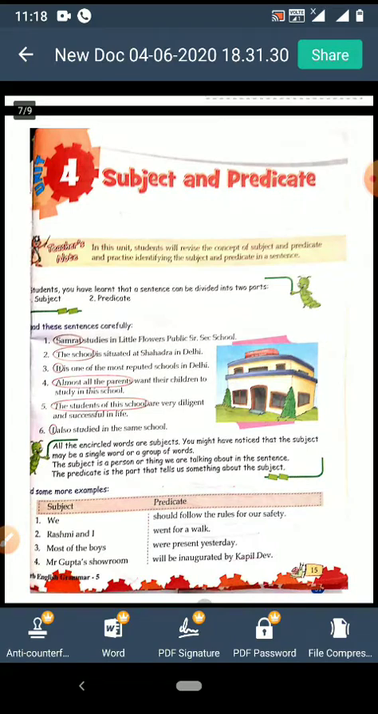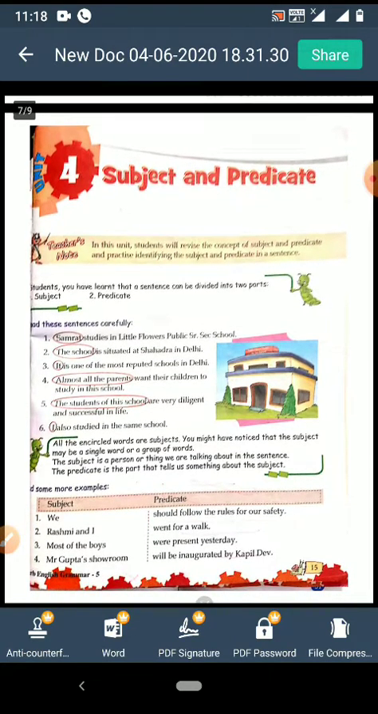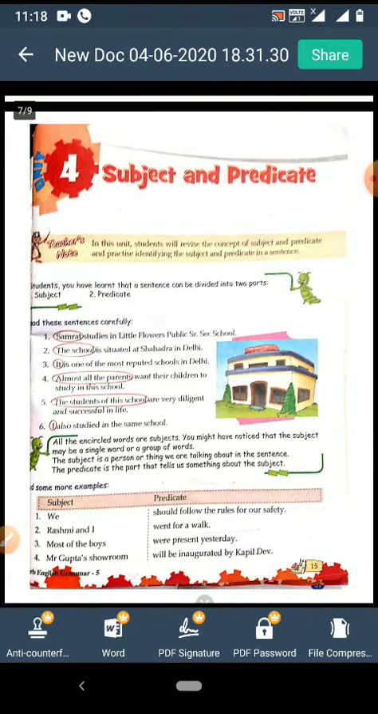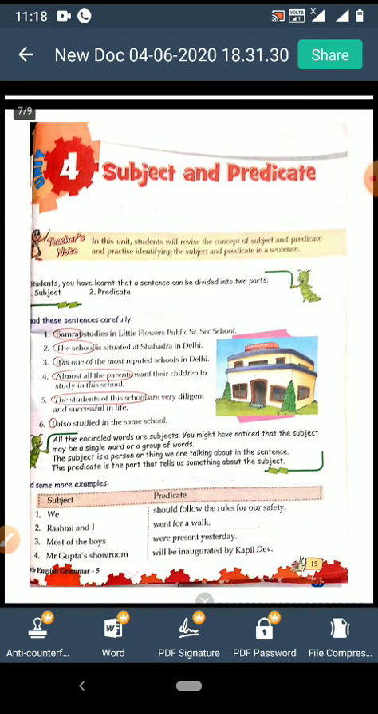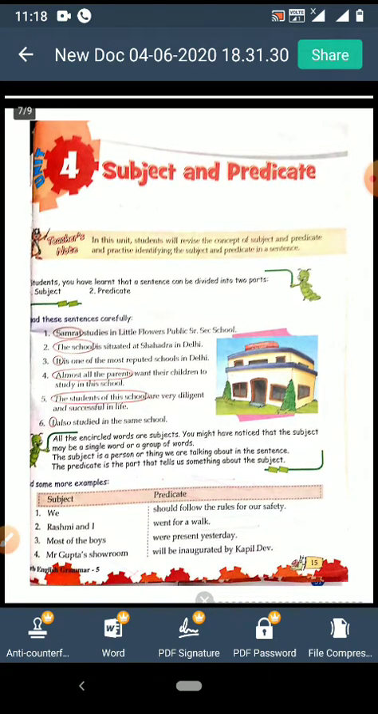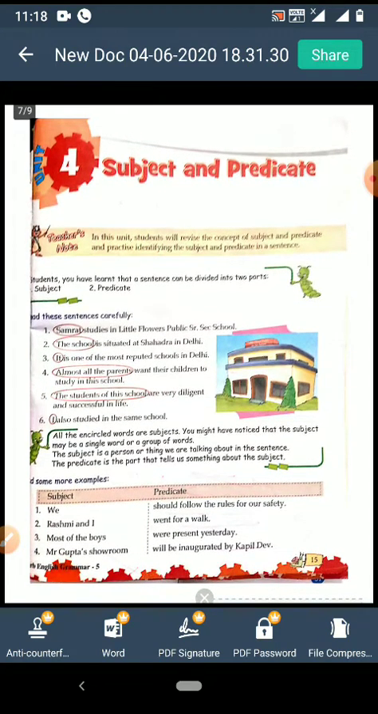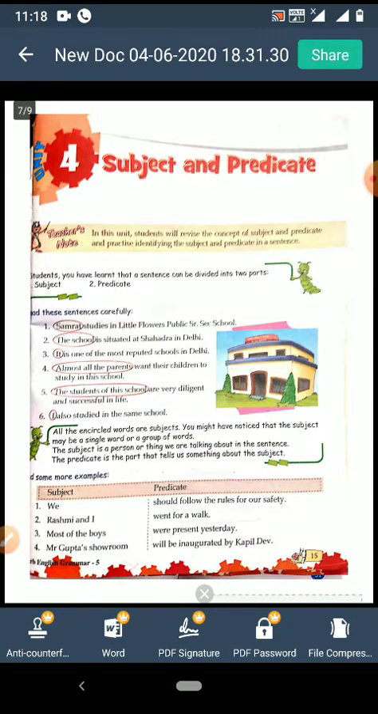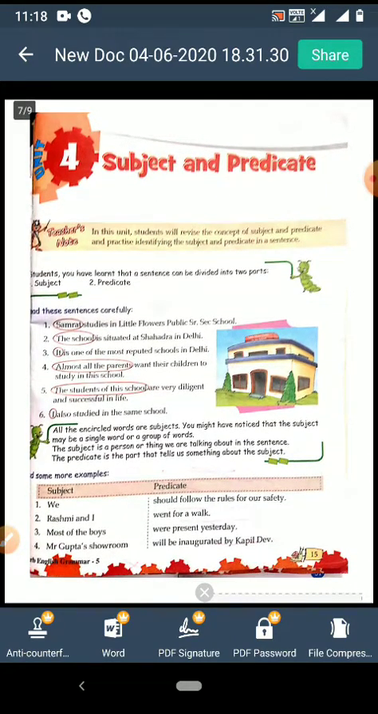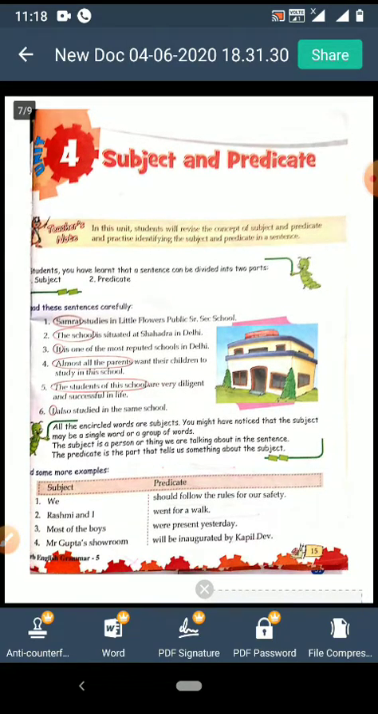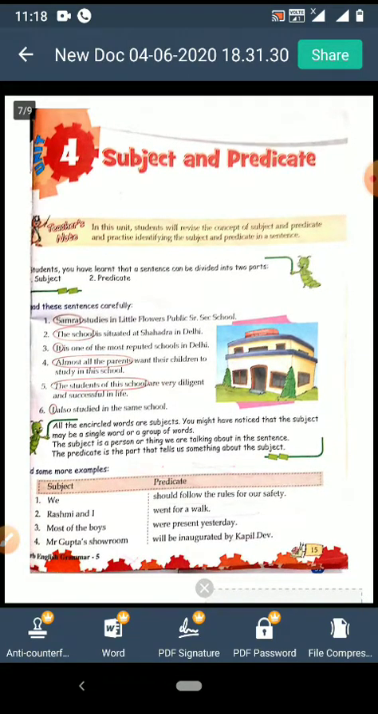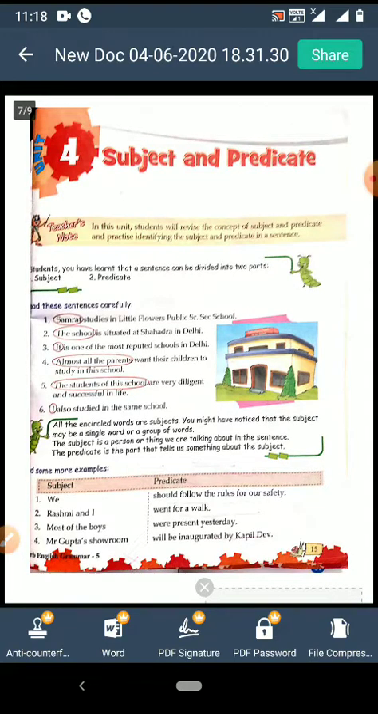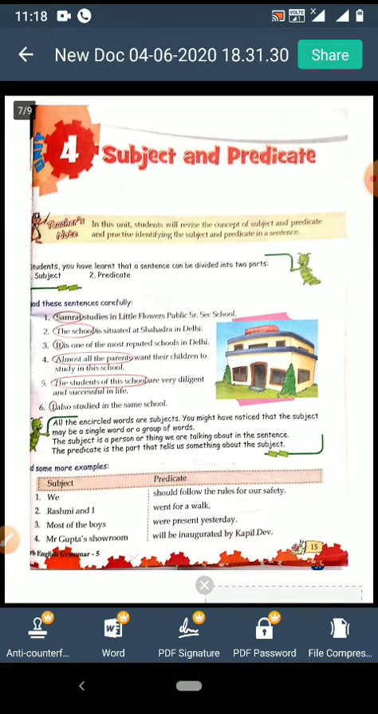Fourth, almost all the parents want their children to study in the school. Now, who want their children to study in the school? The answer would be almost all the parents. So, that is the subject while want their children to study in the school is the predicate. Fifth sentence, the students of this school are very diligent and successful in life. Now, who are very diligent and successful in life? The answer would be the students of this school. So, that is the subject in this sentence, while are very diligent and successful in life is the predicate.